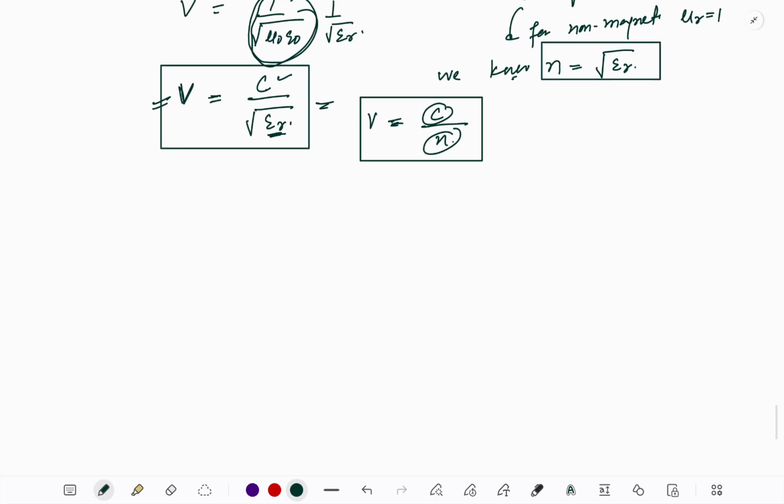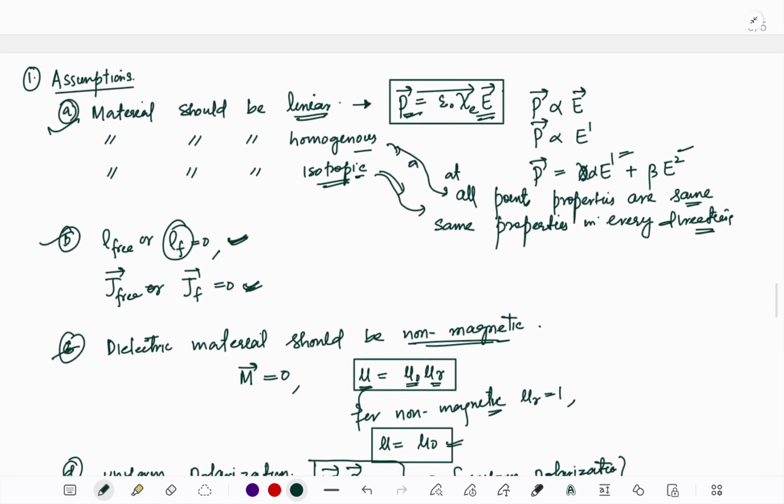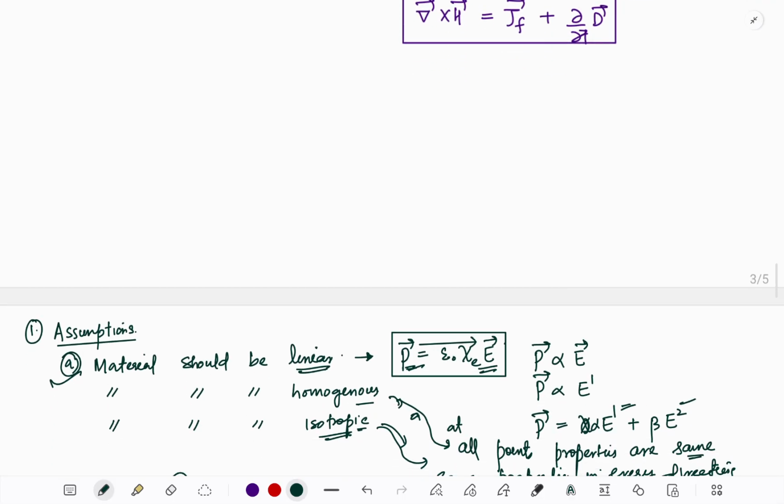Now another important one, what is next? I believe the next one is the energy density.